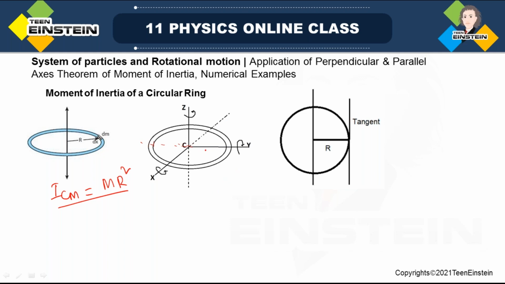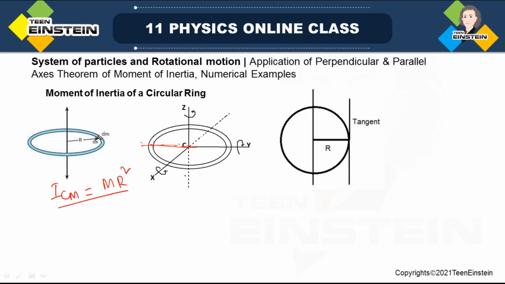That means you can take a ring and rotate it in this way also. You can rotate about its center of mass, or about another diameter like this. You can rotate it any way. If you can rotate it, you can calculate the moment of inertia also. How easy it is to rotate a ring about any of its diameters is the measure of the moment of inertia about that diameter.